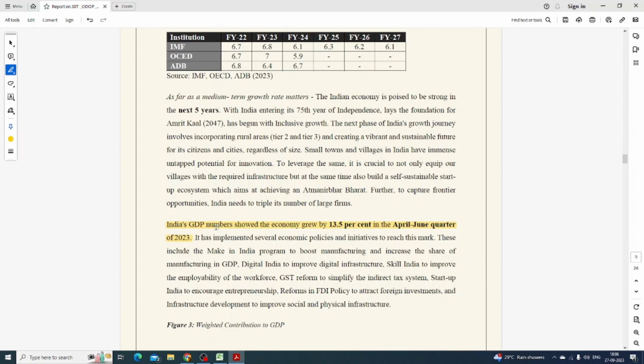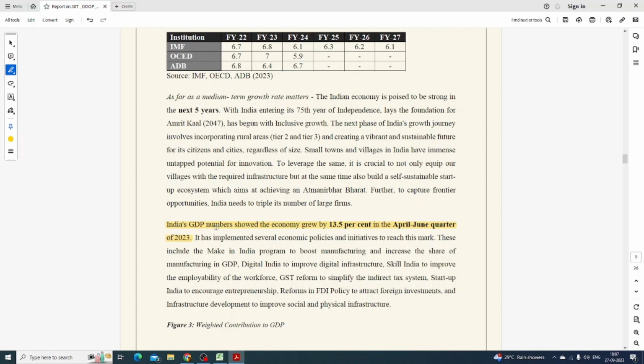And then there is Skill India to improve the employability of the workforce. Skill India is basically training the illiterate or backward class people. By backward class people, I mean the rural population who had never completed their 10th class or 12th class. They take them into the government program of Skill India. They train them in different sectors, from stitching to electronics to mobile repairs. There are so many sectors in Skill India.